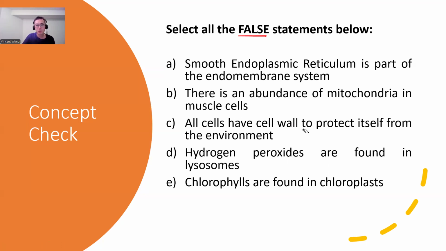All cells have cell wall to protect themselves from the environment. That is not true. We're looking for the false one. That's a false statement. Animal cells, for example, do not have cell wall. Hydrogen peroxides are found in peroxisomes, not lysosomes. Okay, we learned that today at the beginning of the lecture. Chlorophylls are found in chloroplasts. That is correct. So C and D are the false statements.